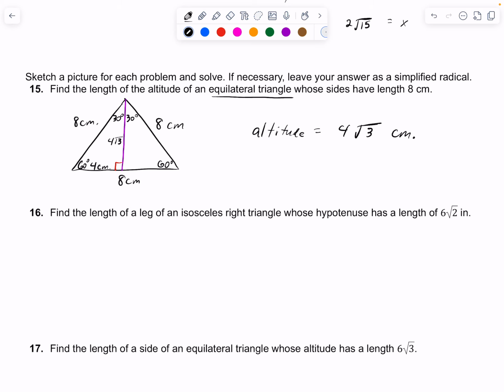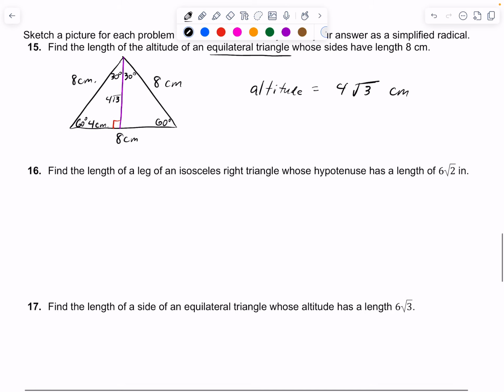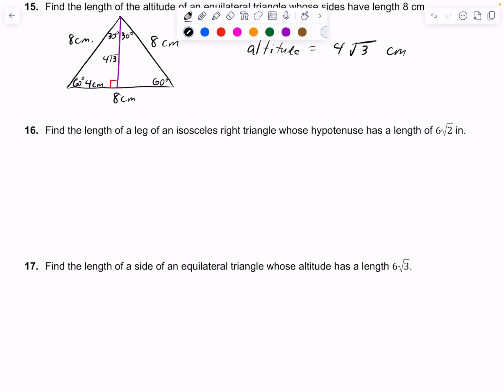All right. Okay, so that's it for 15. Let's move on to 16. Find the length of a leg of an isosceles right triangle whose hypotenuse has a length of 6 root 2 inches. Okay, so I'm going to draw an isosceles right triangle.